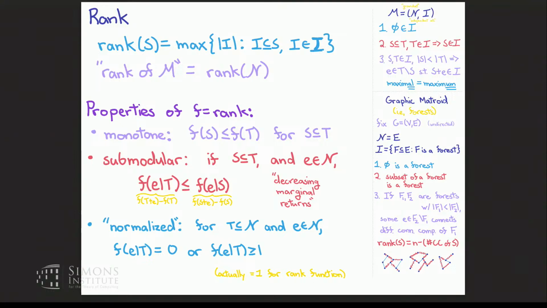The last point is a little bit more technical, but needed to make the bounds work. It's normalized in the sense that any marginal value, when I'm adding E to T and evaluating it, is either 0 or at least 1. I'm either adding an element to my base or I'm not. So if you didn't have this property, you'd have to rescale.